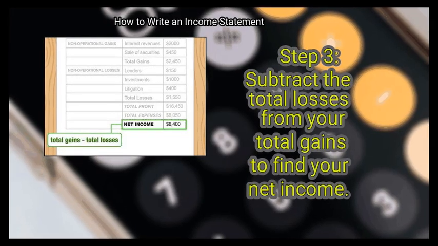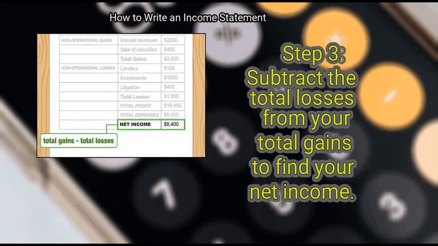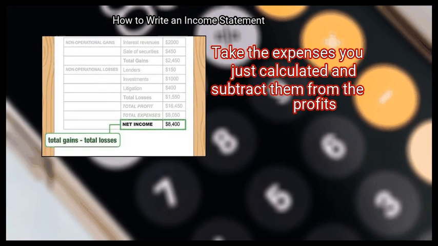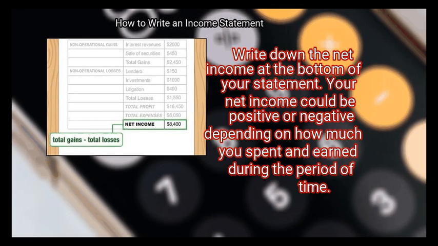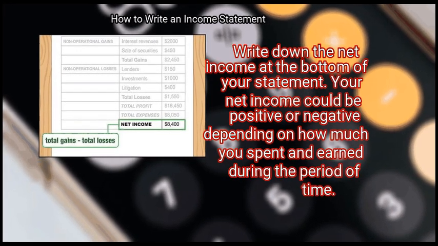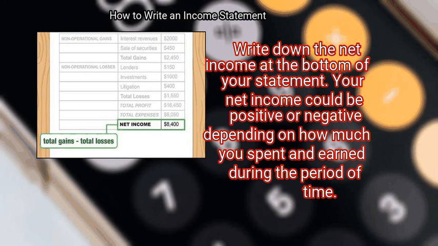Step 3. Subtract the total losses from your total gains to find your net income. Take the expenses you just calculated and subtract them from the profits. Write down the net income at the bottom of your statement. Your net income could be positive or negative depending on how much you spent and earned during the period of time.